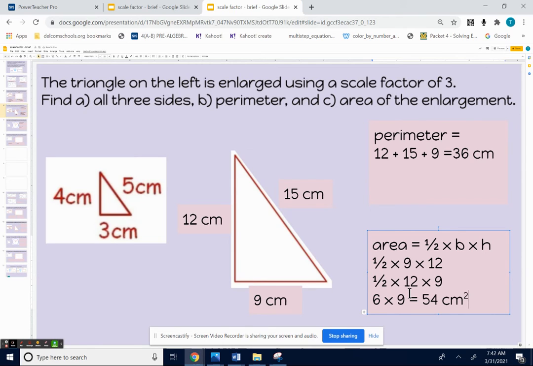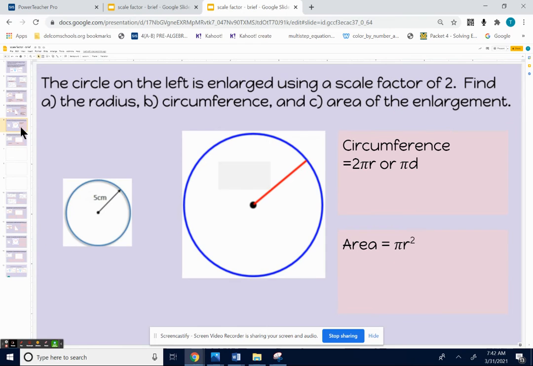So again, we wanted to use the scale factor to find the new side lengths and then find the perimeter and the area. Okay, 2 more problems. We want to be able to do the same thing to a circle. The circle on the left is enlarged using a scale factor of 2. So using that scale factor of 2, find the new radius, and then instead of perimeter, find the circumference, and then the area of that circle.